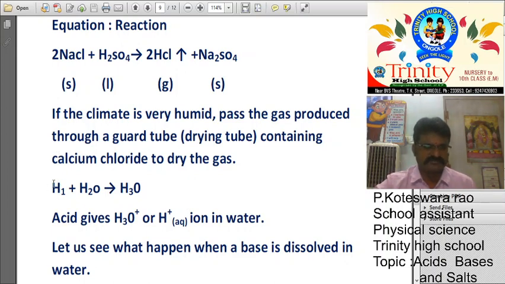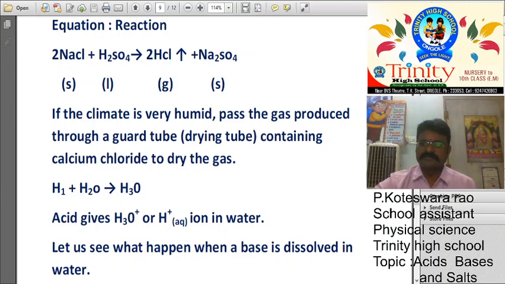Here hydrogen, H plus, can combine with the liquid state or wet state or aqueous state of that blue litmus, so water. Here acid is coming, H plus, and here H2O. Acid H plus with H2O gives rise to H3O plus. So acid gives H3O plus or H plus ions in water.